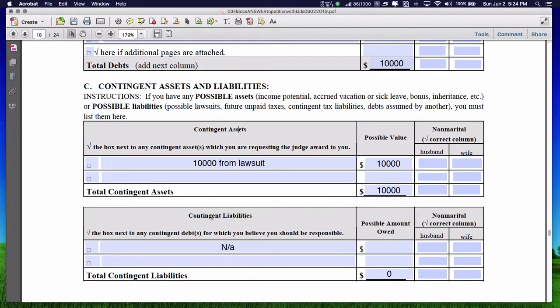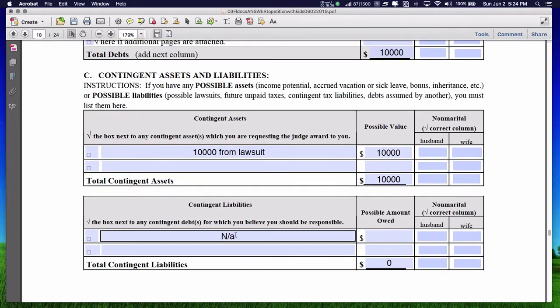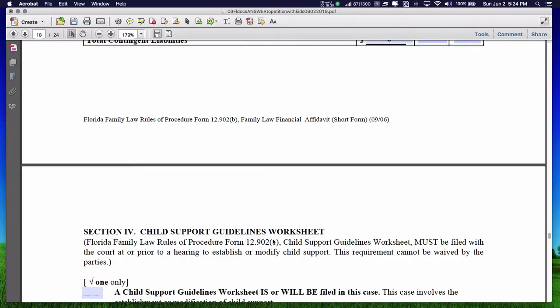Now, contingent liabilities, right here, are the opposite of a contingent asset. Let's say you're being sued, and you don't know, but you have a ballpark of what you might have to pay. You put it here. Okay? Then the form is done.